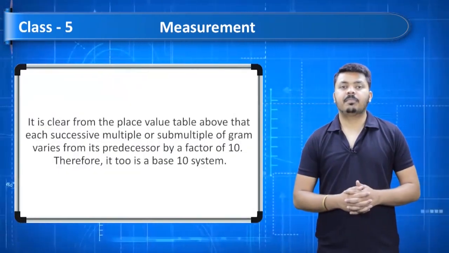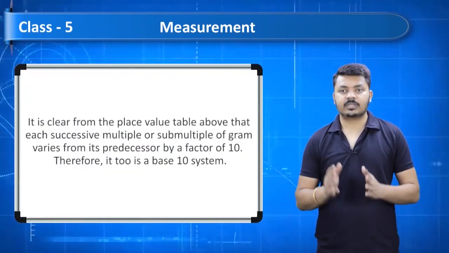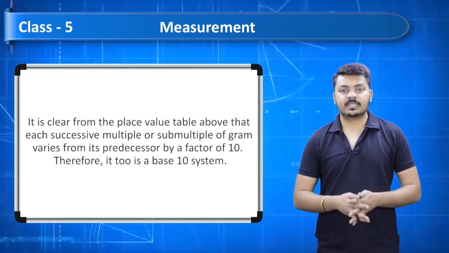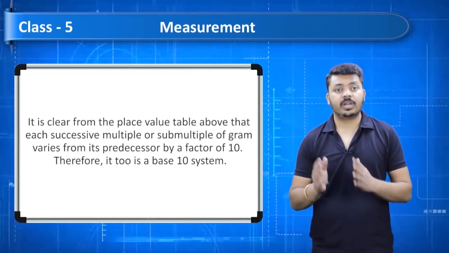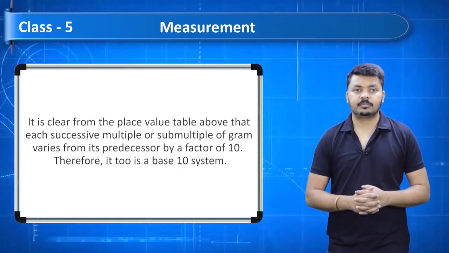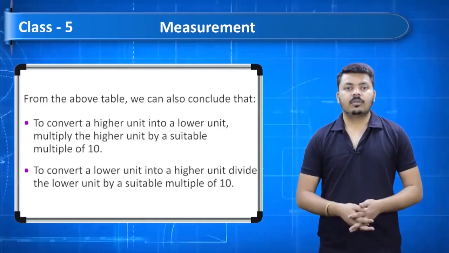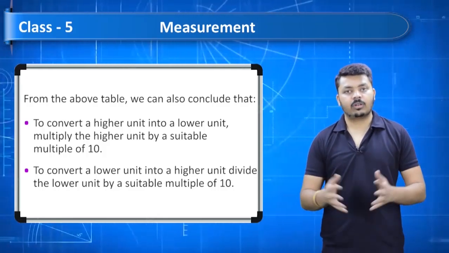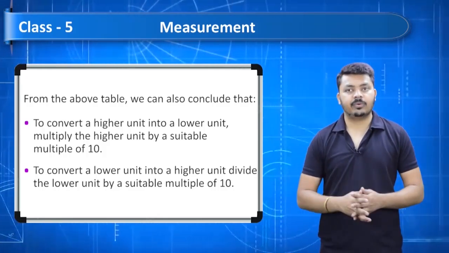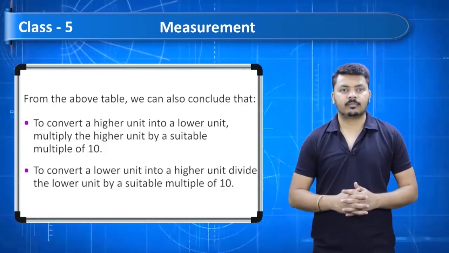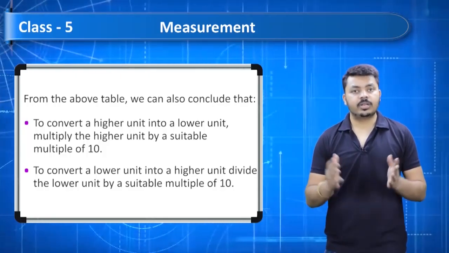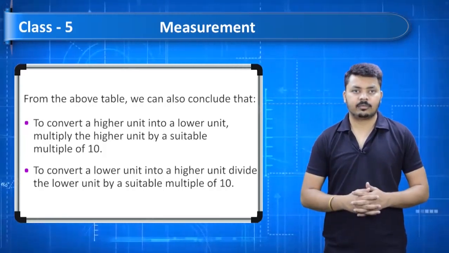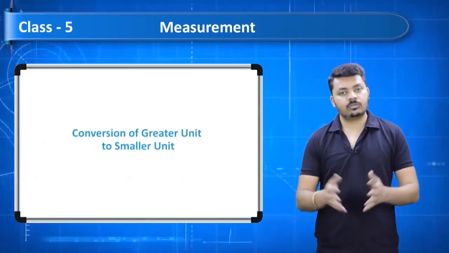It is clear from the place value table above that each successive multiple or submultiple of gram varies from its predecessor by a factor of 10. Therefore, it too is a base 10 system. From the above table, we can also conclude that to convert a higher unit into a lower unit, multiply the higher unit by a suitable multiple of 10. To convert a lower unit into a higher unit, divide the lower unit by a suitable multiple of 10. Conversion of greater unit to smaller unit.